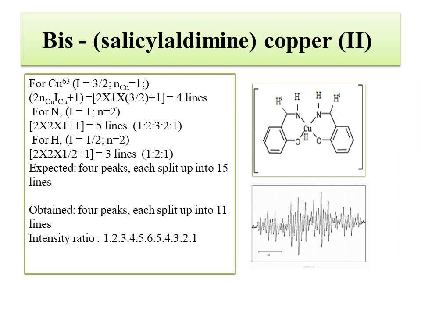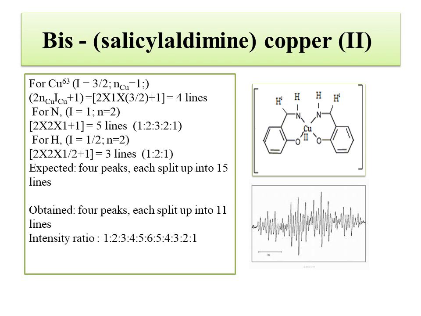Similarly, in bis(salicylidimine)copper(II), copper, nitrogen and hydrogen are magnetically equivalent nuclei. First, the copper splits the ESR signal. For copper, I is equal to 3/2, so because of copper, we get 4 lines. Then, each of the 4 lines is split by the 2 nitrogen atoms into 5 lines.